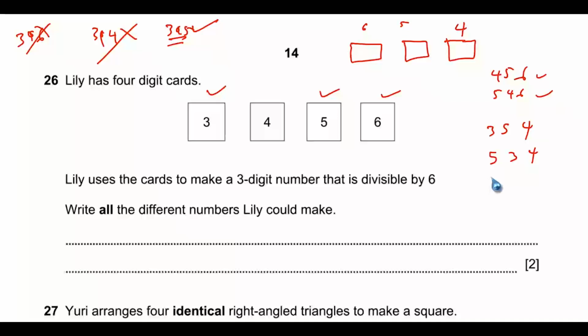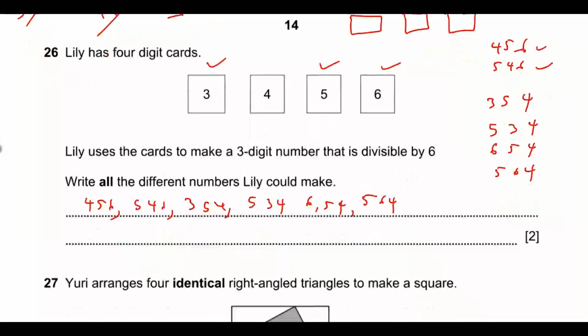So the first option will be starting with 6. We have 6, 5, 4. Then the second option will be starting with 5: 5, 6, 4. So these are the numbers Lily can form. It will be 4, 5, 6, 5, 4, 6, 3, 5, 4, 5, 3, 4, 6, 5, 4, 5, 6, 4. Okay, let's go to the next question.